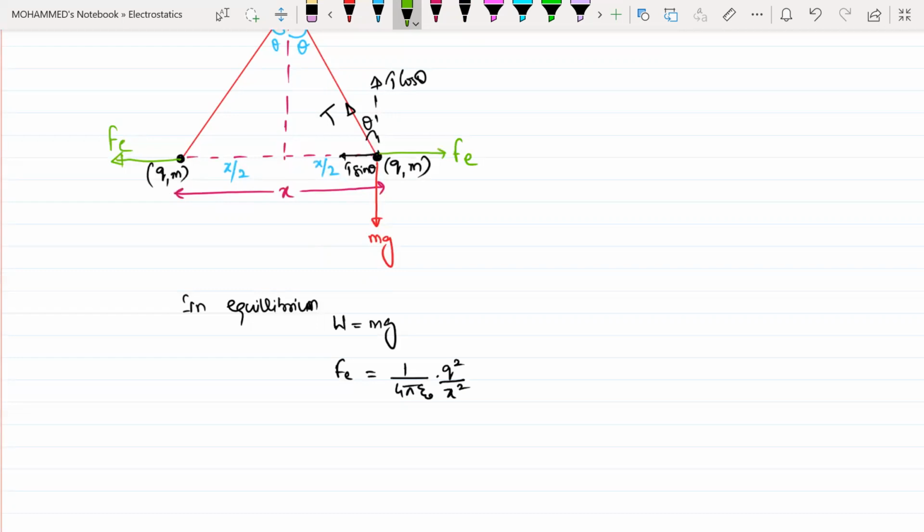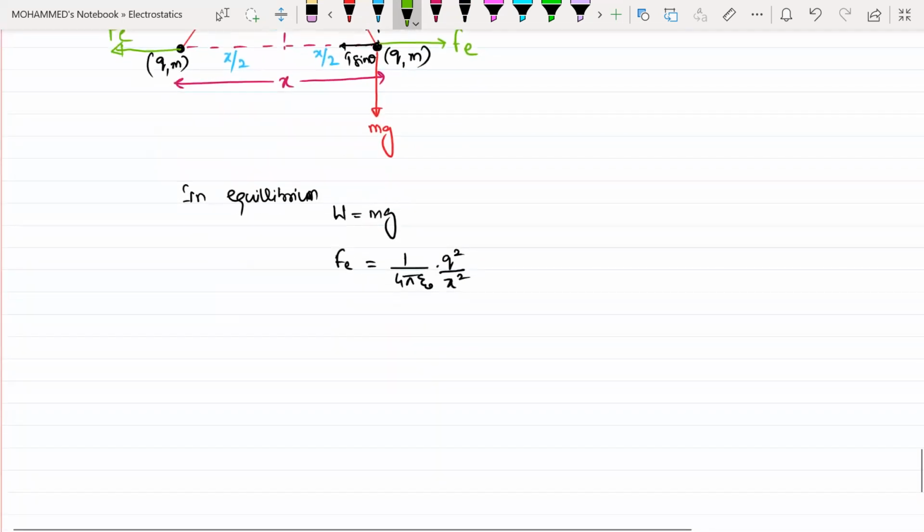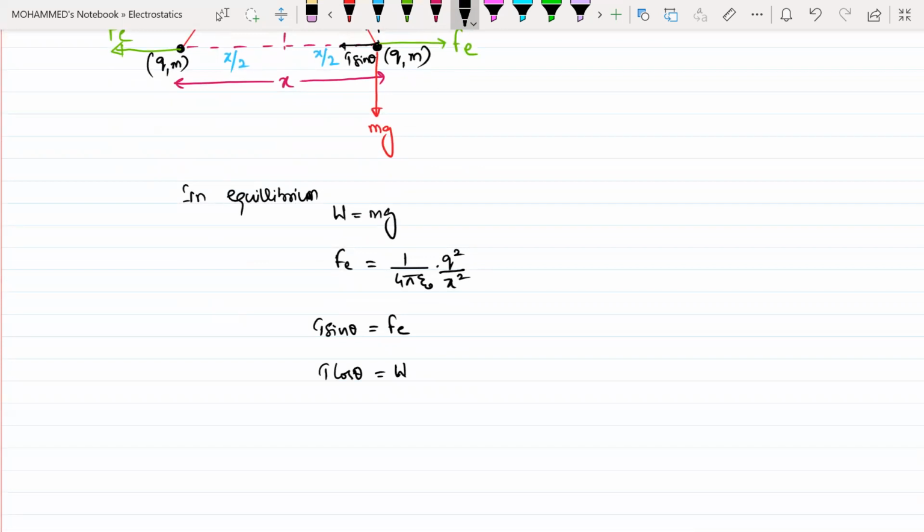Yes, sir. Now this electrostatic force is balancing what? Tension in the string right now. If I see, T sin theta is balancing your electrostatic force, and T cos theta is balancing the weight of the body, that is nothing but W, that is equal to mg. Okay. Yes.